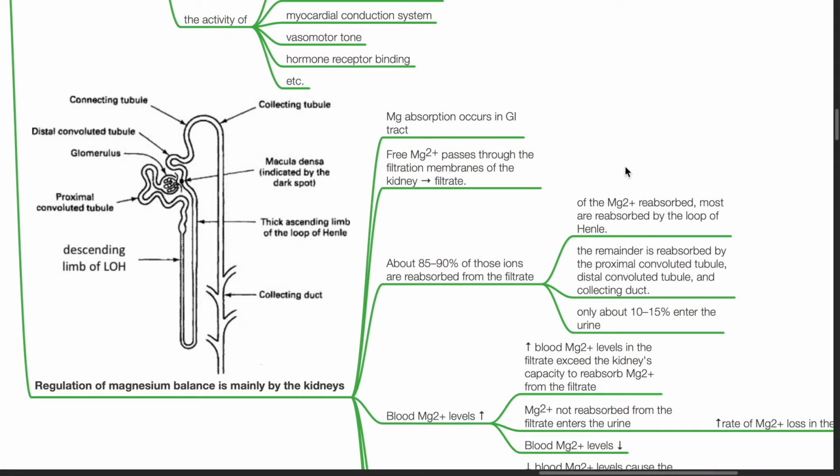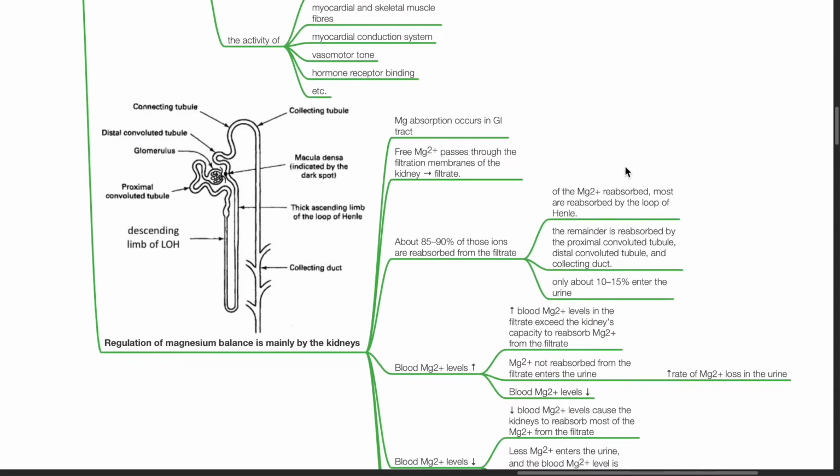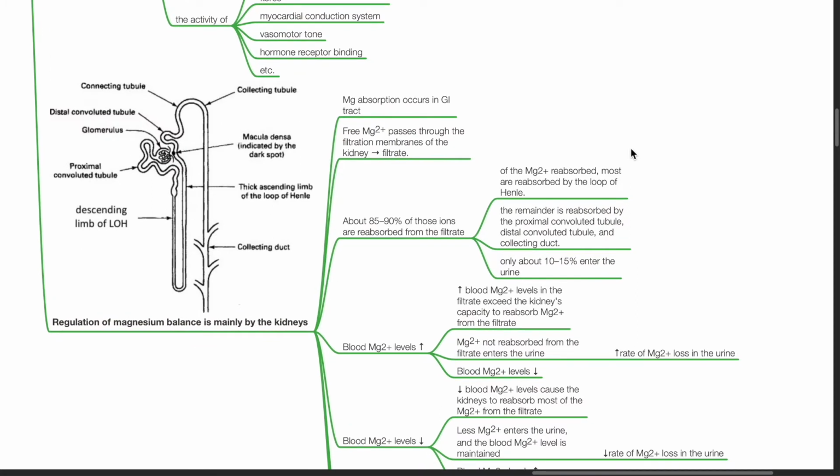Regulation of magnesium balance is mainly by the kidneys. Magnesium absorption occurs in the GI tract. Free magnesium passes through the filtration membranes of the kidney to enter the filtrate. About 85 to 90% of those ions are reabsorbed from the filtrate. Of the magnesium reabsorbed, most are reabsorbed by the loop of Henle. The remainder is reabsorbed by the proximal convoluted tubule, distal convoluted tubule, and collecting duct. Only about 10 to 15% enter the urine.